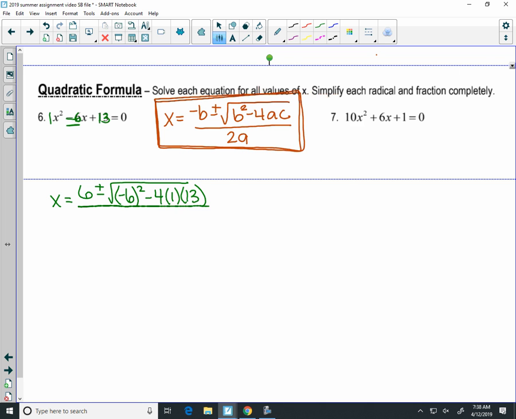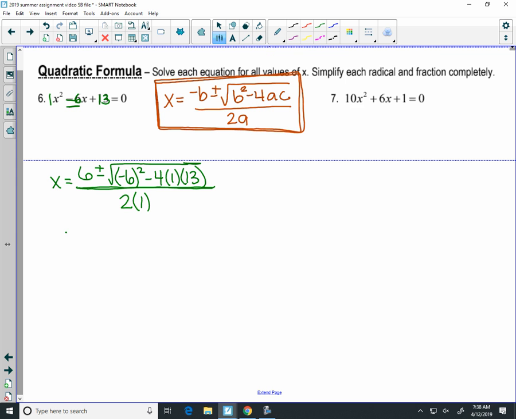Notice this big divided by. That's probably the biggest thing that I see students struggle with, is where that division sign is. That whole thing is your numerator. Okay, next step.